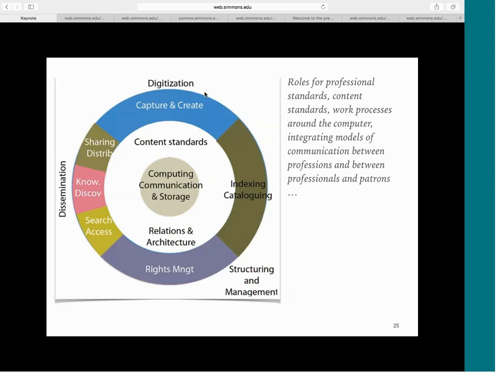I'm just about done. Many people deal with digitization, but that means you're capturing and creating. You're finding standards. Then there's some additional things getting in cataloging. That's a lot of pressure in management of data. Rights management is a very important thing in the digital environment. Search, discovery, and sharing. You still have dissemination of libraries and education all the time. Who's in the middle? We do all the fun stuff.